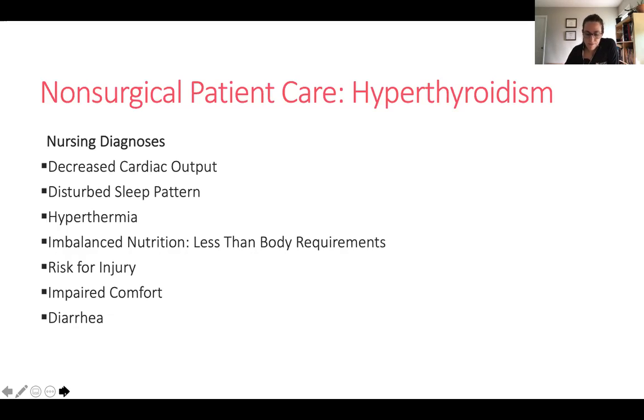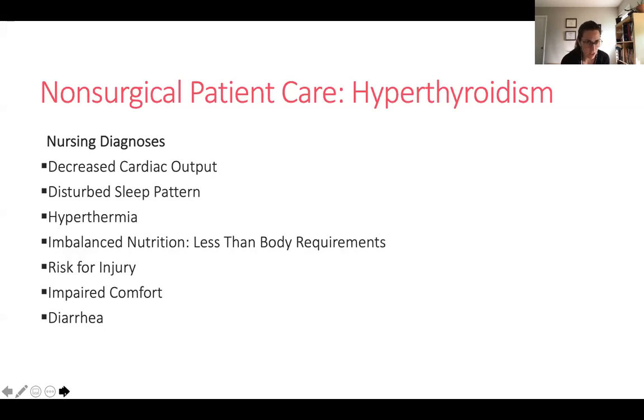Hyperthermia, that will be their heat intolerance because of the metabolic state. So they're going to be hot all the time. So just teaching them things you can do for that. Wear loose, light colored clothing. For imbalanced nutrition, less than body requirements, encourage to increase the caloric intake. So their diet actually might be required to eat 4,000 to 5,000 calories a day, as opposed to the 2,000 that's normally recommended for people that don't have hyperthyroidism.